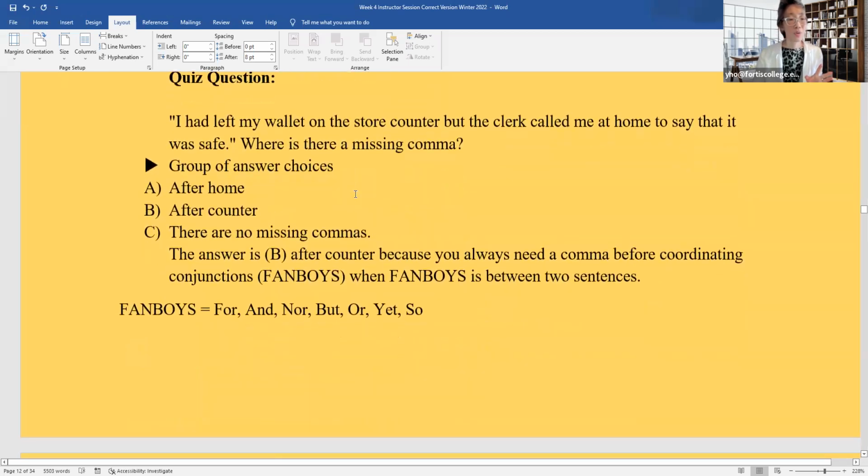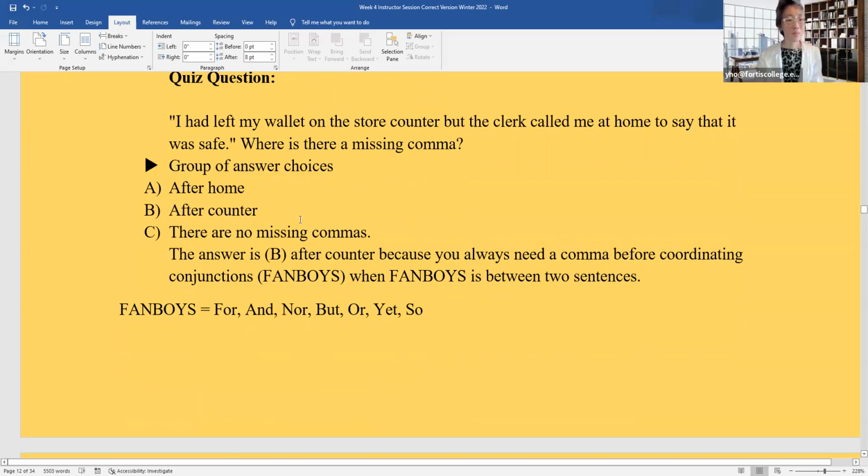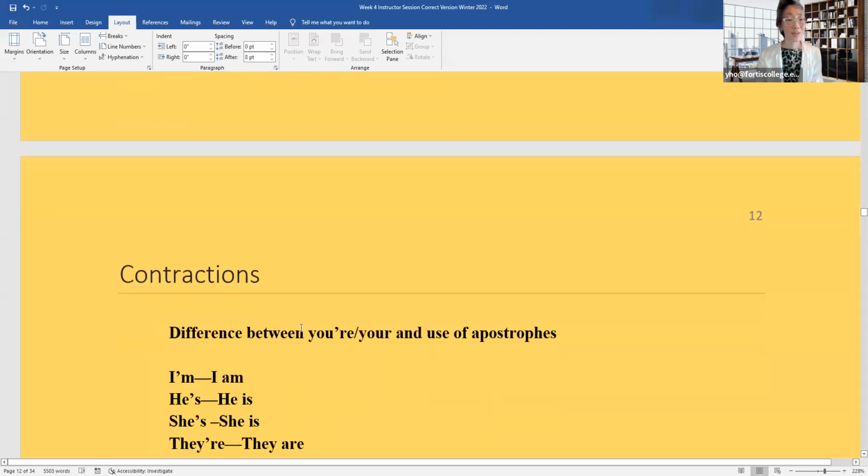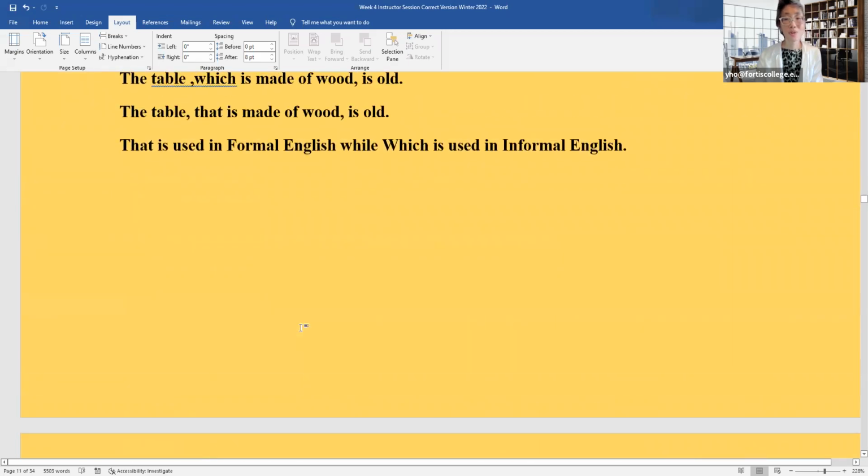So here is your quiz question. I had left my wallet on the counter but the clerk called me at home to say that it was safe. Where is there a missing comma? After counter. After counter. Excellent. And so B is the correct answer. This is a very common essay mistake. Okay, so is everybody clear on all of the comma usage rules?